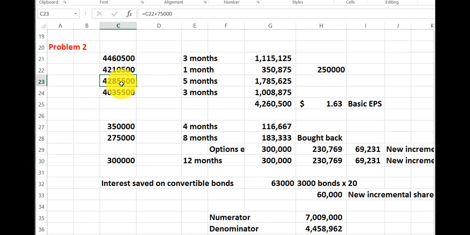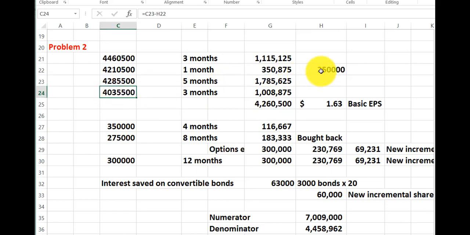Then the 1st of May, we have another change. There's an exercise of options, which means that the employees bought stock, they paid us money, and the number of options that we have outstanding go down, but the number of shares we have outstanding goes up by 75,000. That's the difference between these two numbers. That's the case for May, June, July, August, September, and so that's multiplied by 5/12, and we get that number.